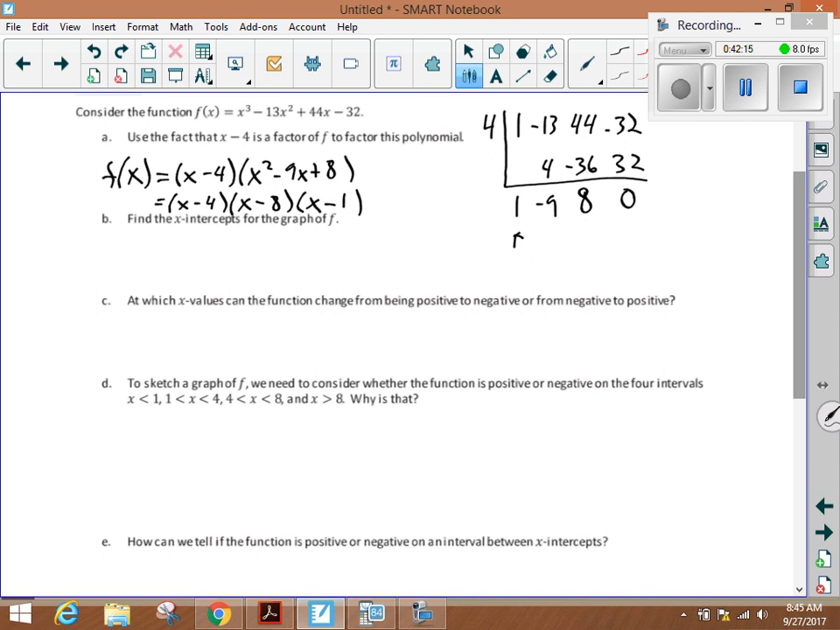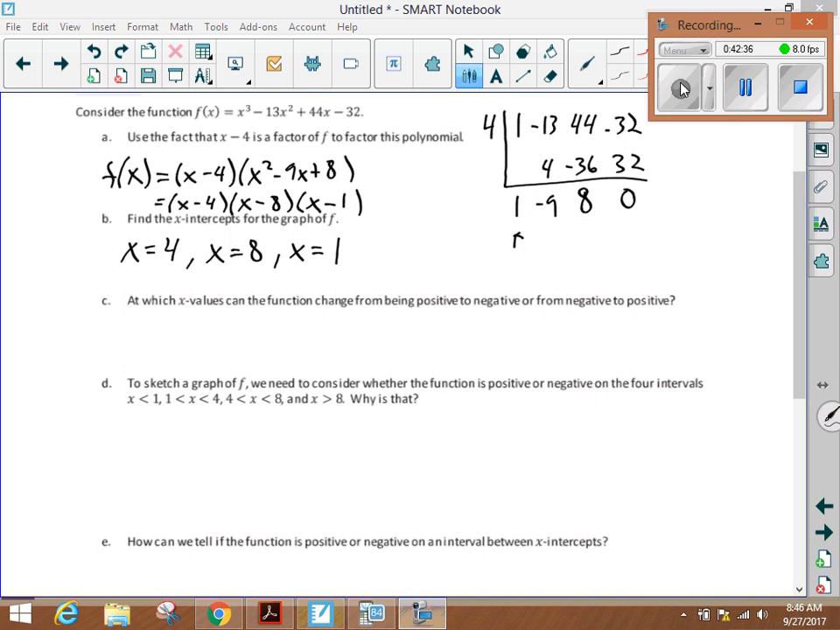So our x-intercepts are going to be x equals 4, x equals 8, and x equals 1. It's a good day for that. And then at which x values can the function change from being positive to negative, or from negative to positive? Okay, so how are we going to know where it's going to change? Well, we can plug in some numbers.